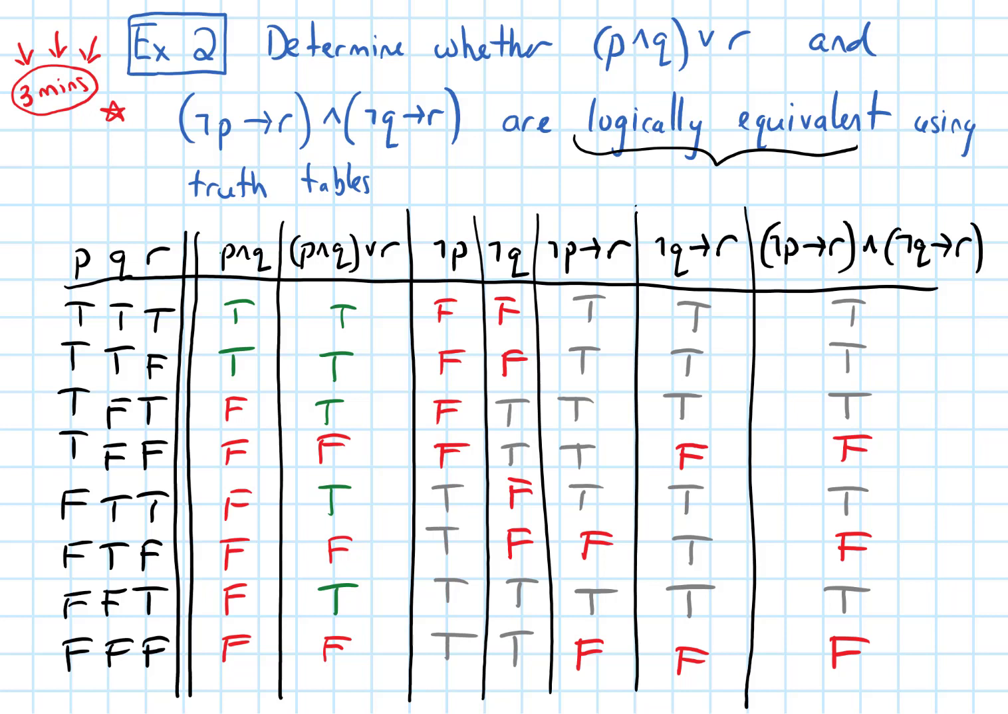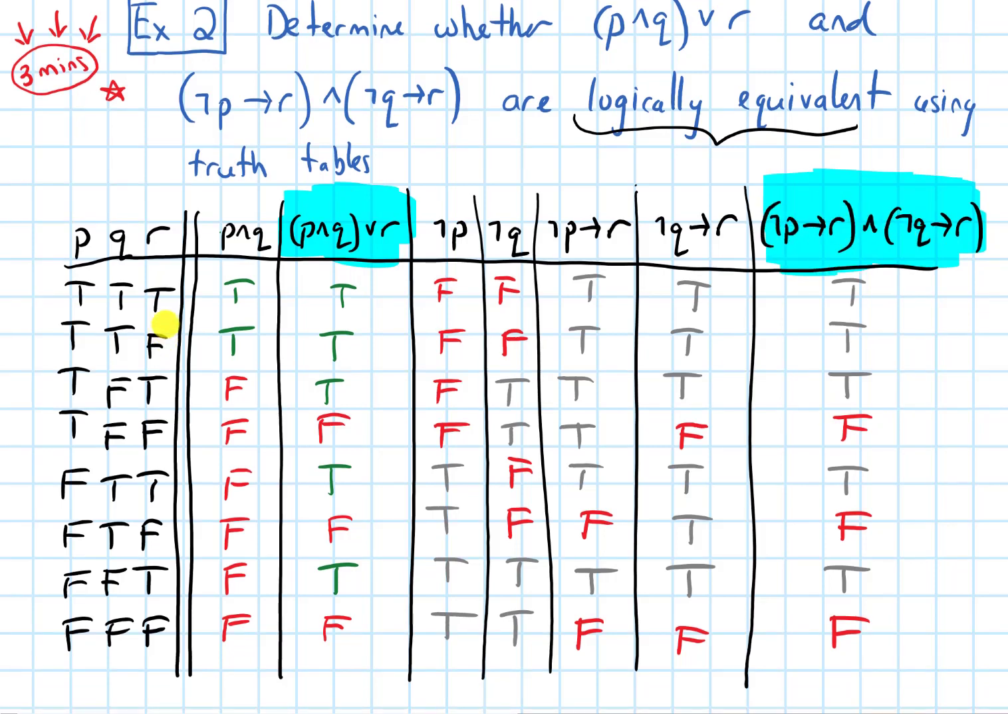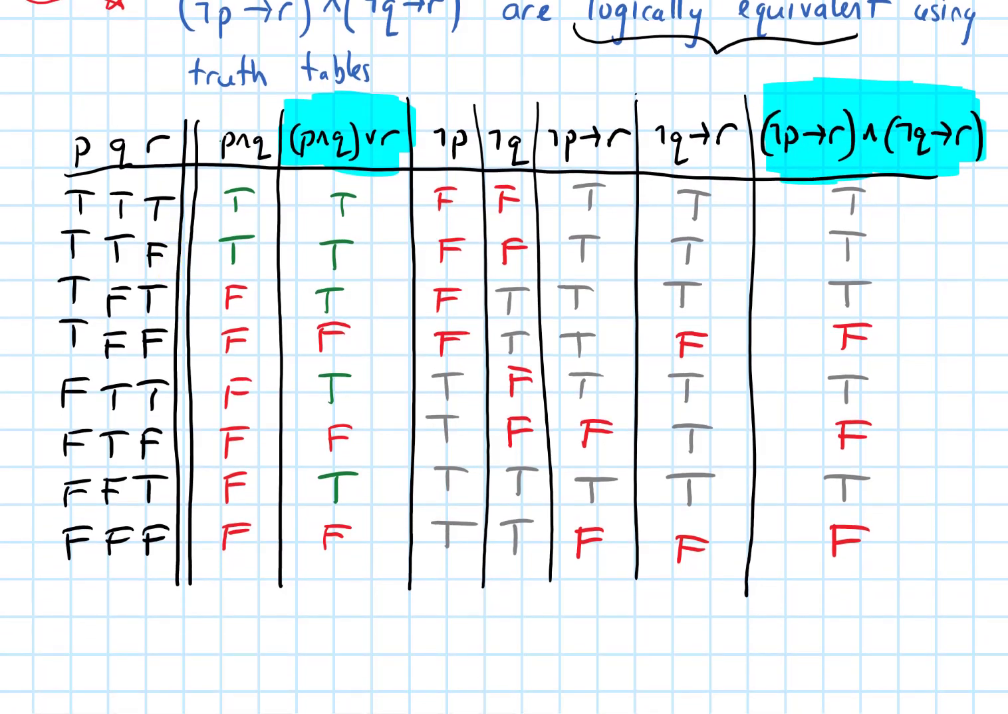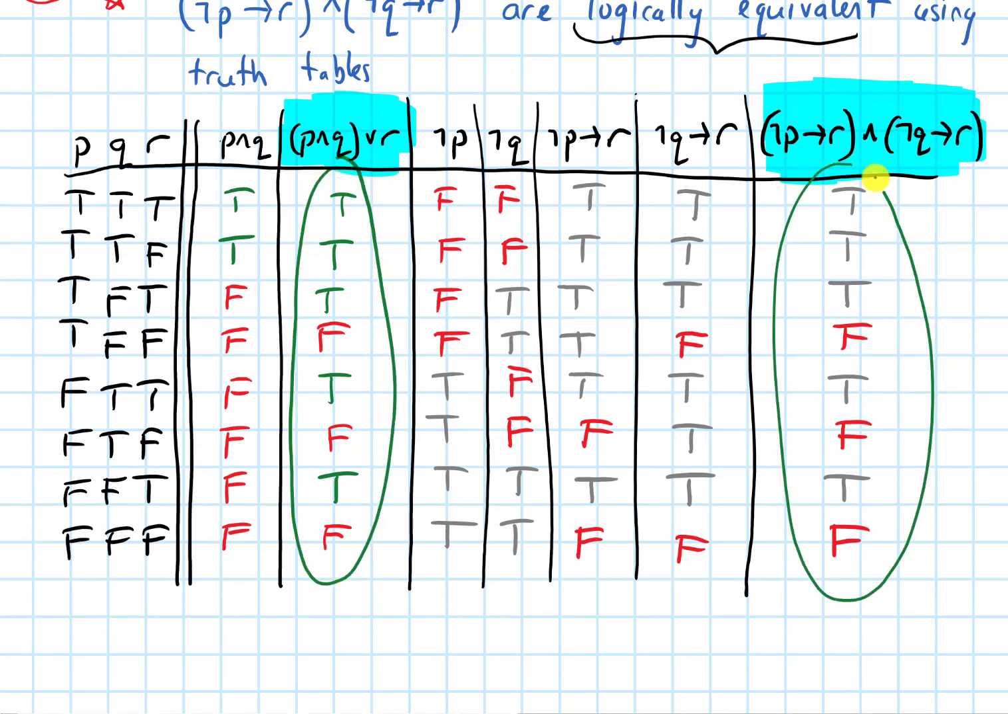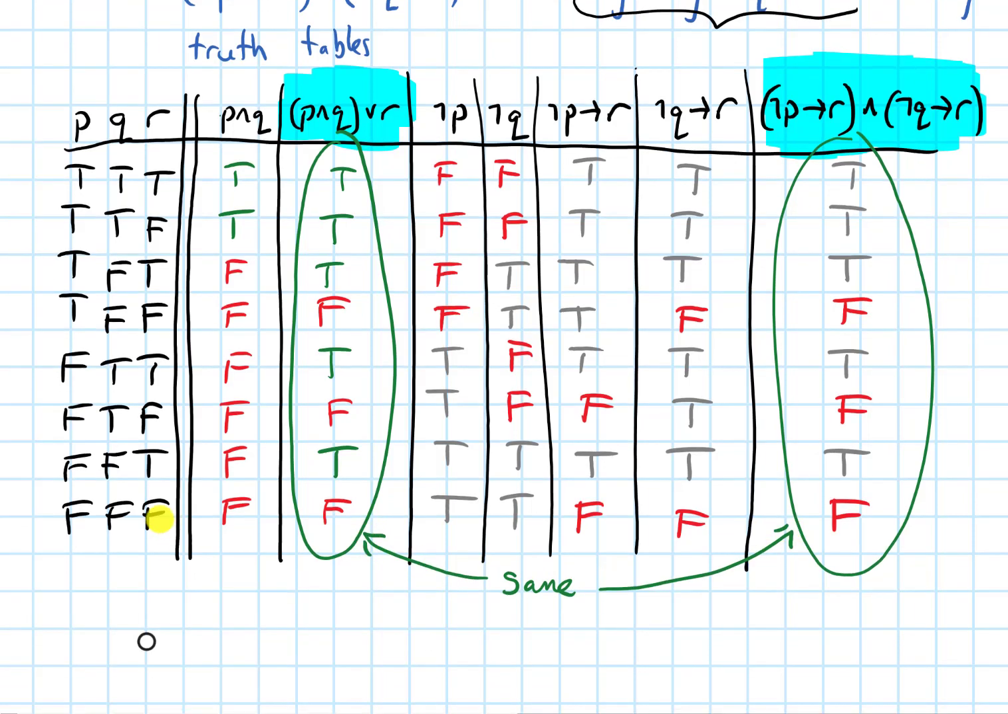Alrighty, so now if we look at our two propositions that we wanted to test. So we wanted to test this proposition to see if it was logically equivalent to this proposition over here. So we're looking at their truth table outputs to see, are they exactly the same? So we're looking at this column and this column, and they are exactly the same. They're true in the exact same spots and false in the exact same spots. So they are the same, which means they are logically equivalent.